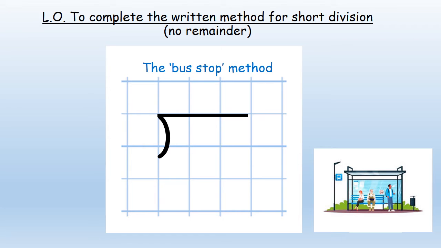Do you recall seeing this symbol before? This is the symbol used to complete the written method for short division, and it's sometimes known as the bus stop method. I think that's probably because it looks a little bit like a bus shelter. On the next slide, I'll show you how to set it out.